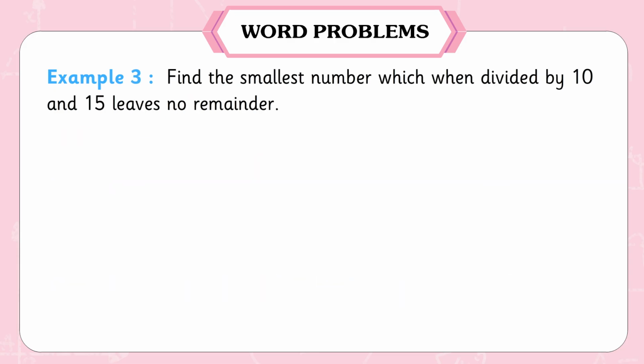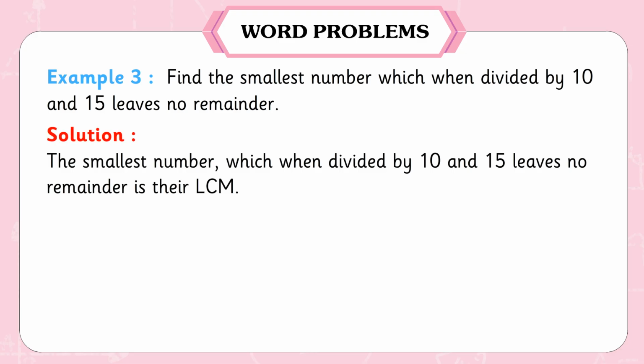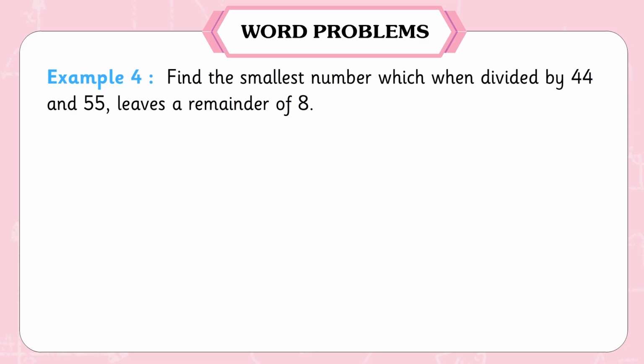Example 3. Find the smallest number which, when divided by 10 and 15, leaves no remainder. Solution: The smallest number which, when divided by 10 and 15, leaves no remainder, is their LCM. LCM is equal to 5 into 2 into 3 is equal to 30. Answer: 30. Example 4. Find the smallest number which, when divided by 44 and 55, leaves a remainder of 8.